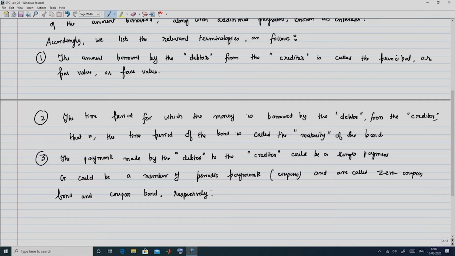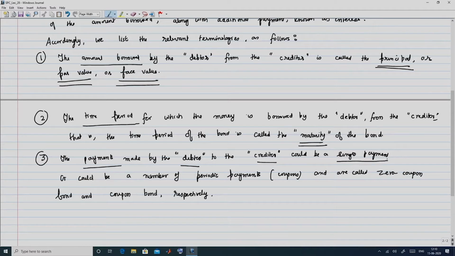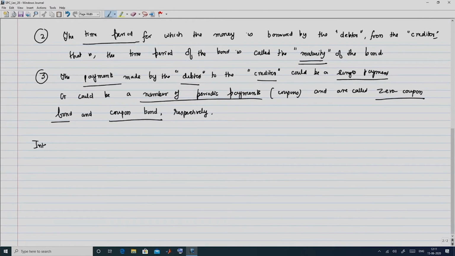So, the three points that we are talking about are, first, the amount borrowed, which is known as the principal or par value or face value; the time period for which the money is borrowed, which is known as the maturity of the bond; and the payment made by the debtor to the creditor. If those payments are a single payment, then the bond is called a zero coupon bond, and if there are a number of periodic payments, then the bond is known as a coupon bond. We next come to the interest rates and introduce a few notations.